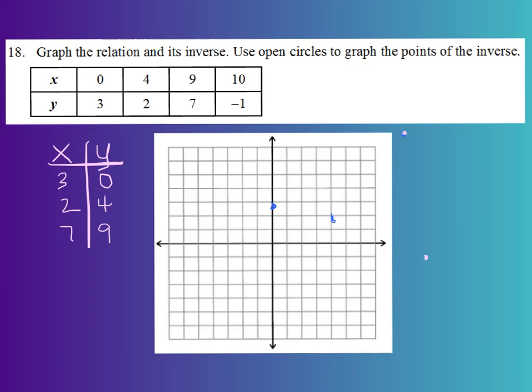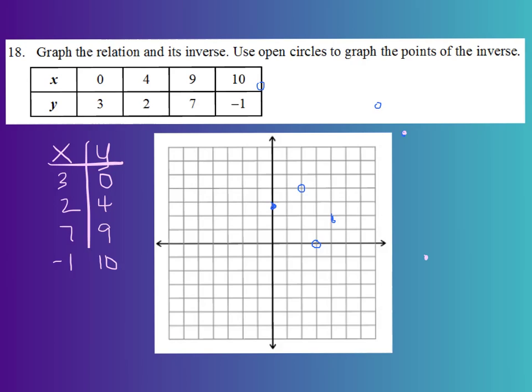So I've got 3, 0. I've got 2, 4. 7, 9, which is going to have to be estimated a little bit, maybe about right there. And negative 1, 10, which is also going to be estimated, maybe about right there. So I've got all of my points plotted, and remember we talked about how there was always going to be this line of reflection right here? You can see that that is in fact true for this case as well.